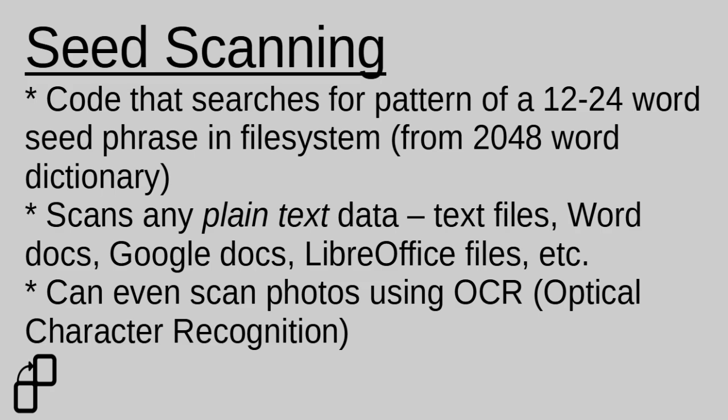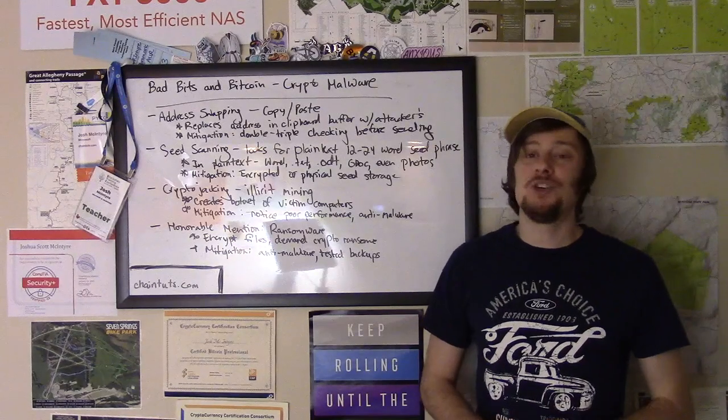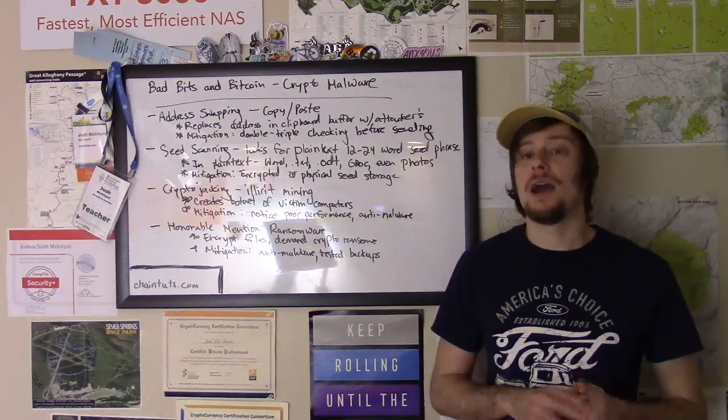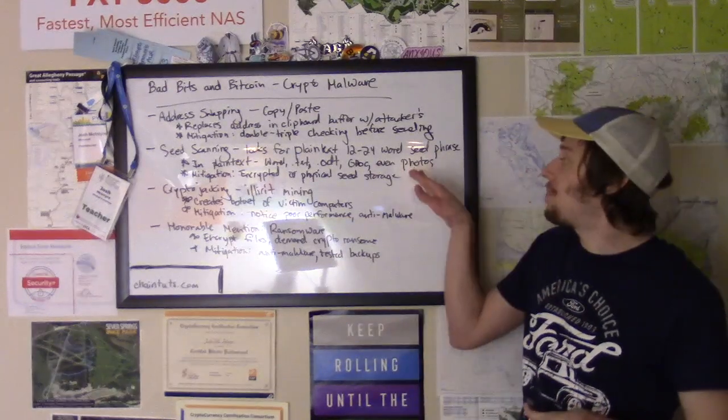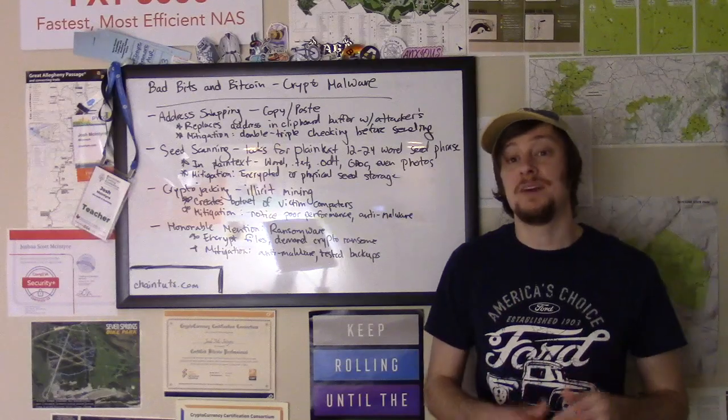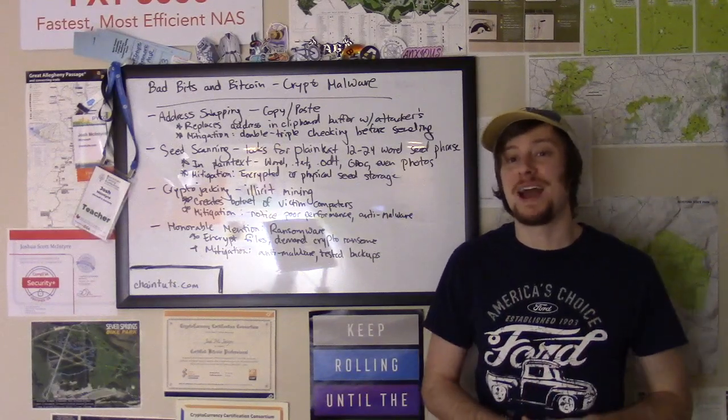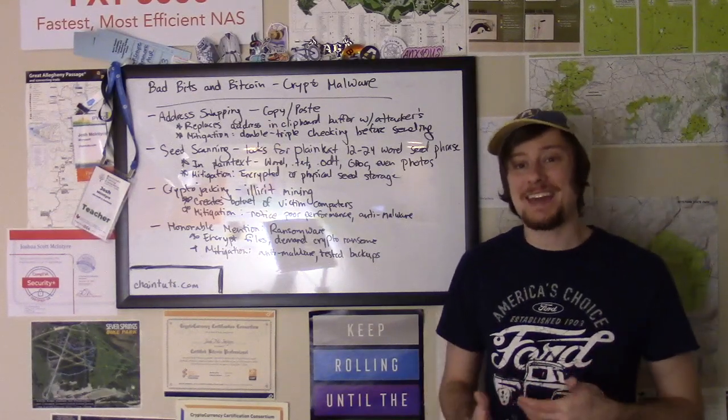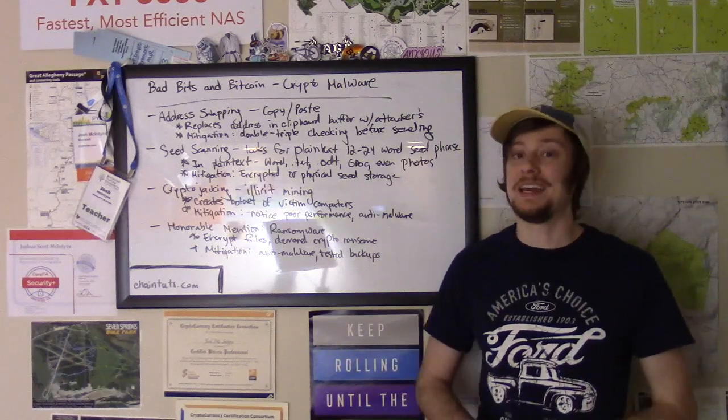Some more sophisticated malware can actually use OCR, optical character recognition, to scan pictures and screenshots for text matching the pattern of a seed phrase, and then again can take that seed and wipe your wallet clean.